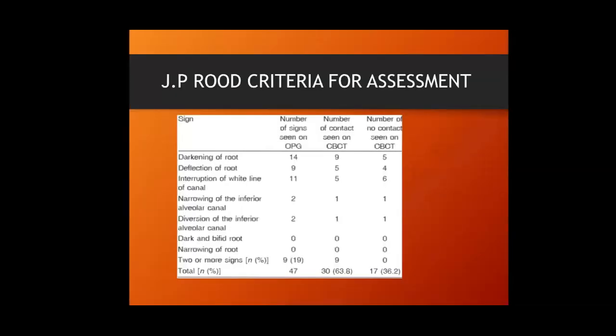Now, the JP Road criteria of assessment. This person gave the criteria for assessment for the radiological signs of the previous questions, so this can be referred to.